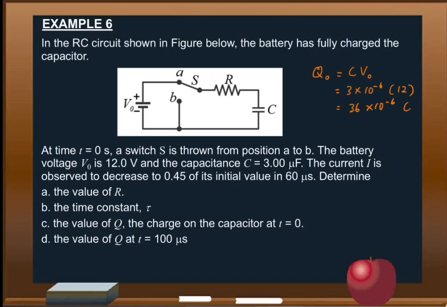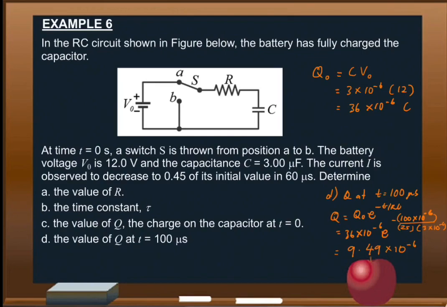And then for question D, we want to find Q at 100 microsecond. We assume this process is still a discharging process. So we can still use the same formula as the previous question, which is Q is equal to Q naught exponential negative T over RC. Q naught is 36 times 10 to the power of negative 6. And then the time is 100 times 10 to the power of negative 6 divided by the resistance, which is 25, and the capacitance, which is 3 microfarad. Then you will get the charge is equal to 9.49 times 10 to the power of negative 6 coulomb.